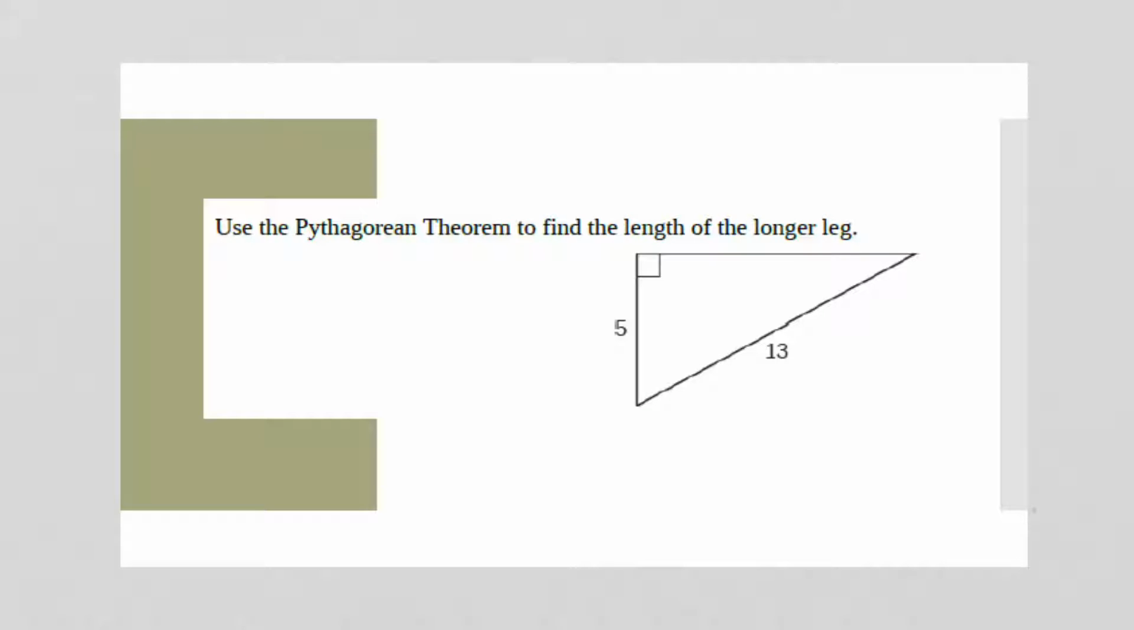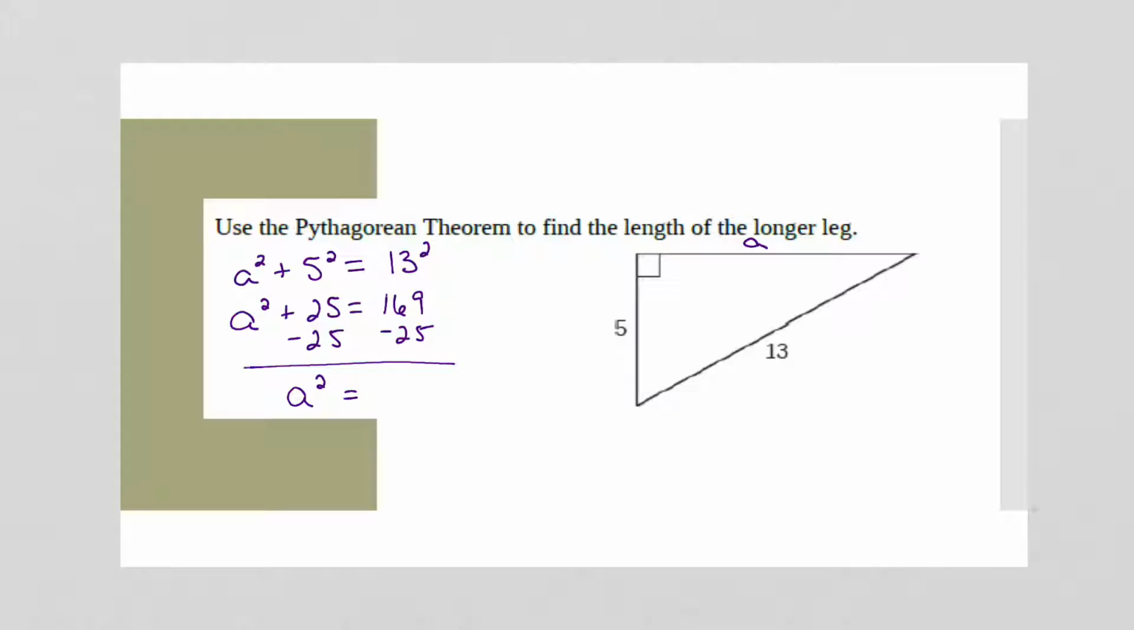Alright, on this one, we aren't given one of the legs. We're going to call that thing A over there. So I've got A squared plus 5 squared equals 13 squared. A squared plus 25 equals 169. Subtract 25 from both sides. 169 minus 25 is 144. What number times itself would give you 144? 12. So A is 12.